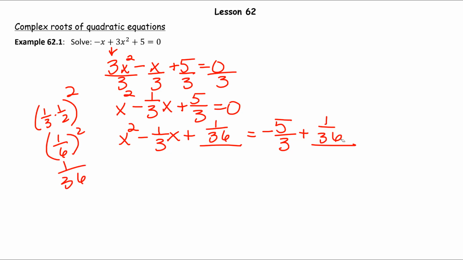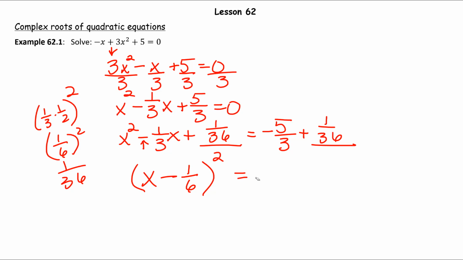And now we can write the left side of the equation as a perfect square binomial. It's going to be x, then we're going to put a minus sign because there's a minus sign right there. And then the number that goes next is half the x coefficient. So half of 1/3 is 1/6. So that is the whole left side of my equation. There's nothing else over there. It is a perfect square binomial.